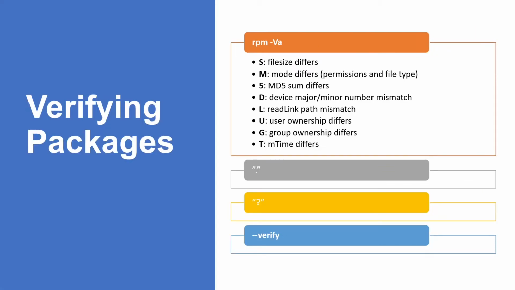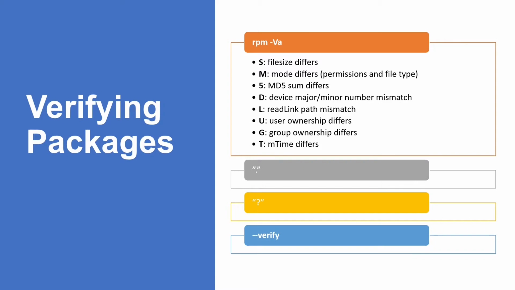Verifying packages. The -V option to RPM allows you to verify whether the files from a particular package are consistent with the system's RPM database. Use the rpm -Va command to verify all packages on the system.